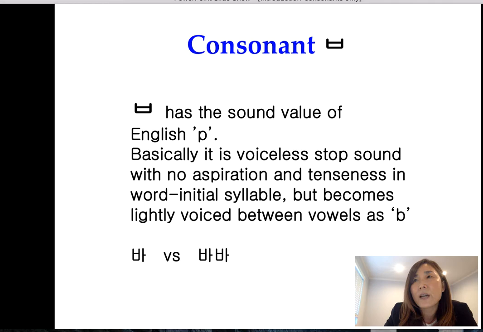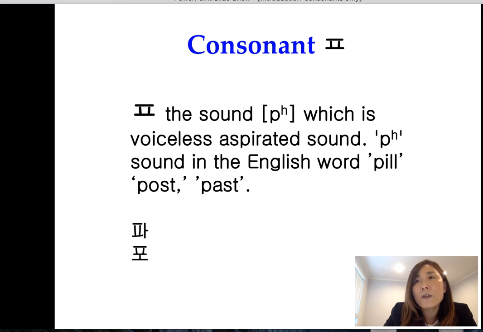Consonant b has the sound value of the English b. Basically, it is a voiceless stop sound with no aspiration and tenseness in word initial syllable, but becomes slightly voiced between vowels as b. Pa, pa, pa. If you add one more stroke, it becomes the aspirated sound p, which is a voiceless aspirated sound, as the p sound in English words pill, post, pass. Pa, po.